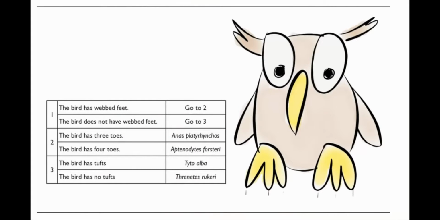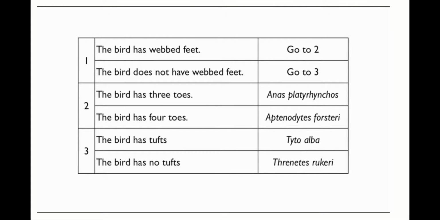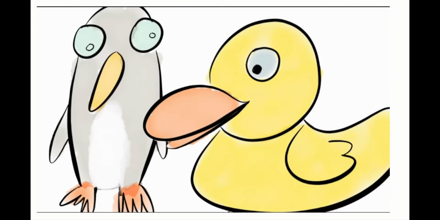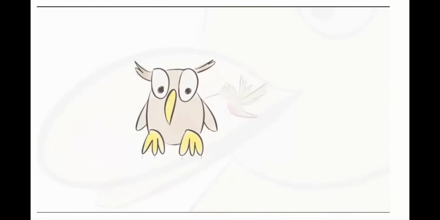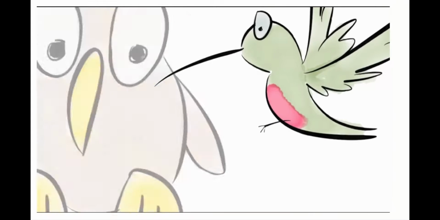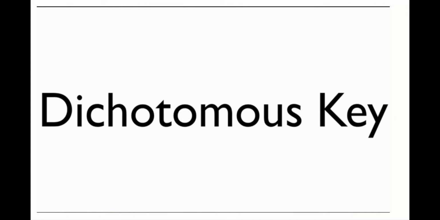Lastly, an owl. Always start at number 1 on the dichotomous key and look at the features of the organism you're trying to identify. Our bird has tufts. This is its scientific name. Dichotomous keys, charts that scientists use to figure out the scientific name of organisms or to help identify footprints.